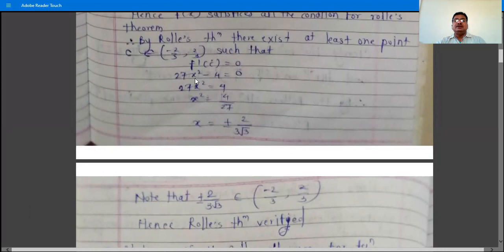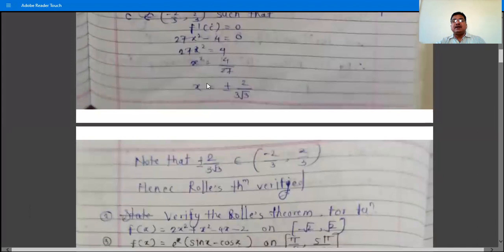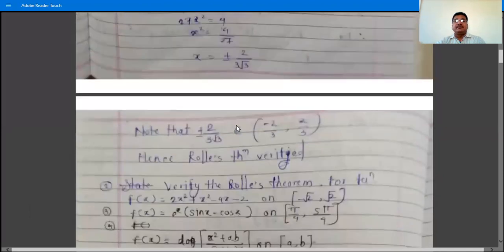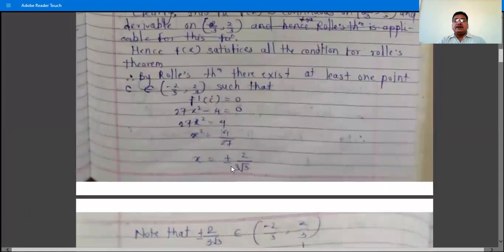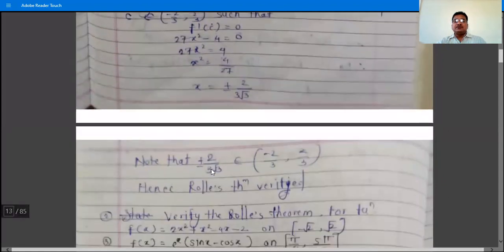Here f'(c) equal to 0 means 27c square minus 4 is equal to 0. Then 27c square is 4, c square is 4 by 27, and therefore c is plus minus 2 by 3 root 3. Take the root of both sides; root of 27 is 3 root 3. And hence both values of c, plus 2 by 3 root 3 and minus 2 by 3 root 3, belong to this interval.